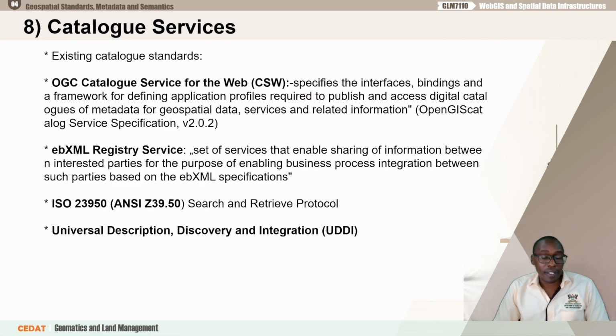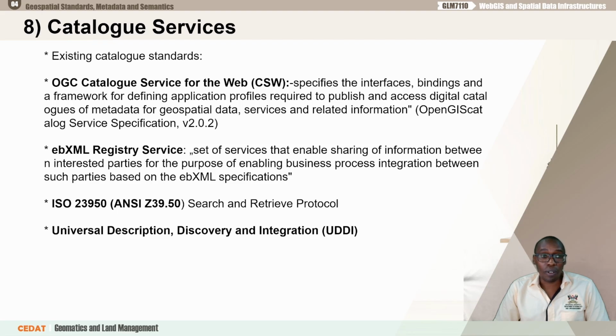So there are different standards. Remember, at one point in time we said that we have catalog service standards. So there are different standards that are used to encode or specify these catalogs. So we have, for example, the catalog service standard for the web, which specifies interfaces, bindings, and a framework for defining application profiles. Required to publish and access digital catalogs of metadata for geospatial data, and also catalogs for metadata for services and related information.